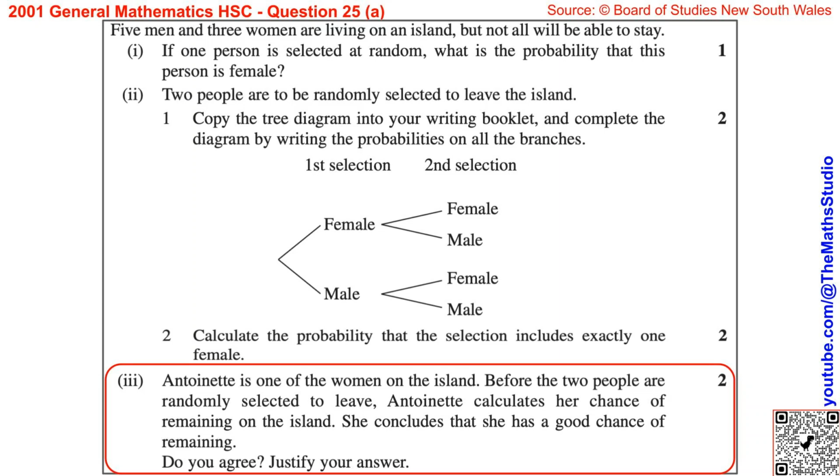Part 3. Antoinette is one of the women on the island. Before the 2 people are randomly selected to leave, Antoinette calculates her chance of remaining on the island. She concludes that she has a good chance of remaining. Do you agree? Justify your answer.